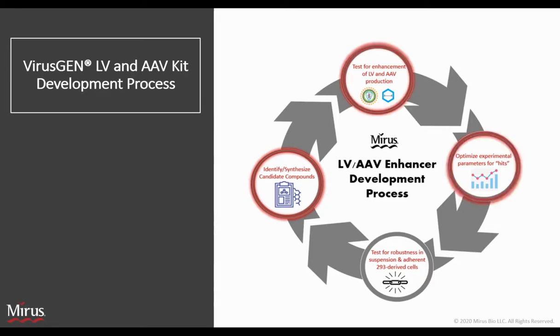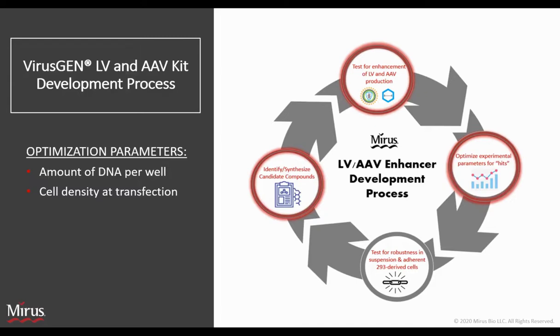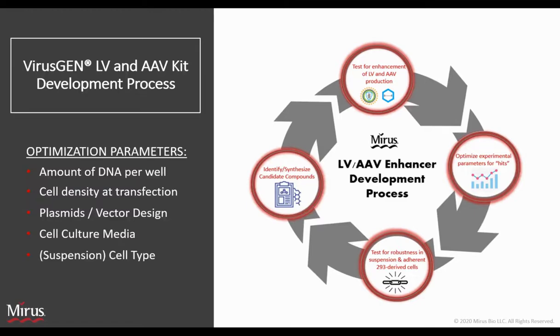With the most promising candidates, we investigated other critical parameters, including DNA amounts and cell density at transfection for both adherent and suspension cells. And with our final LV and AAV systems, we also compared expression levels with various sets of plasmids, various serum-free cell culture medias, as well as different suspended 293 cell types.